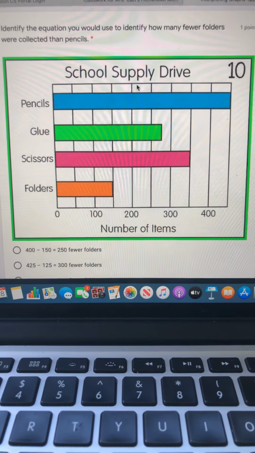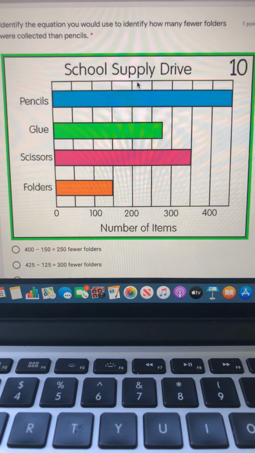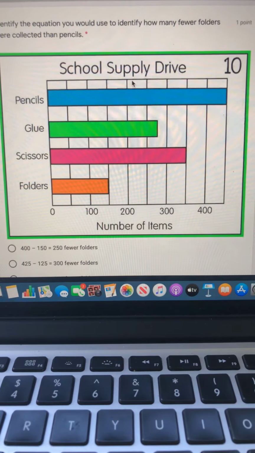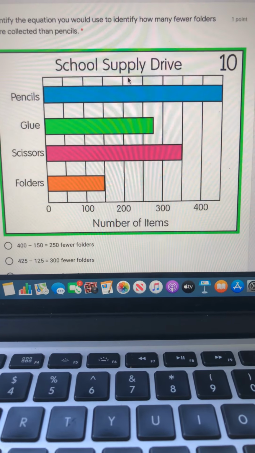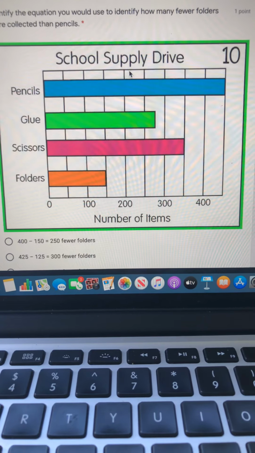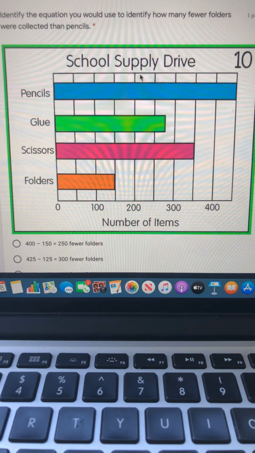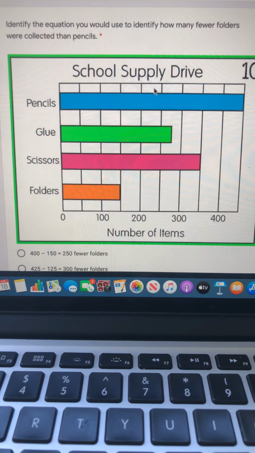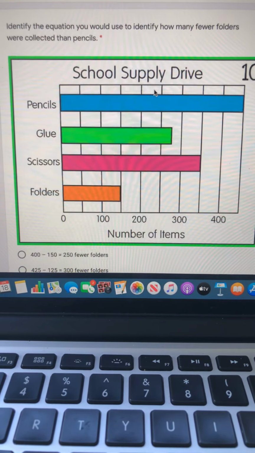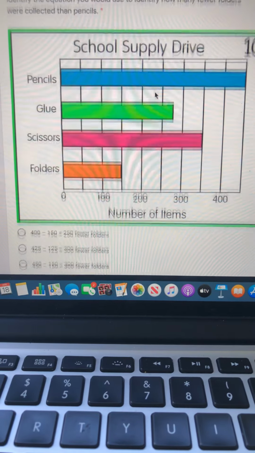All right, the next question has the same graph. Identify the equation you would use to identify how many fewer folders were collected than pencils.